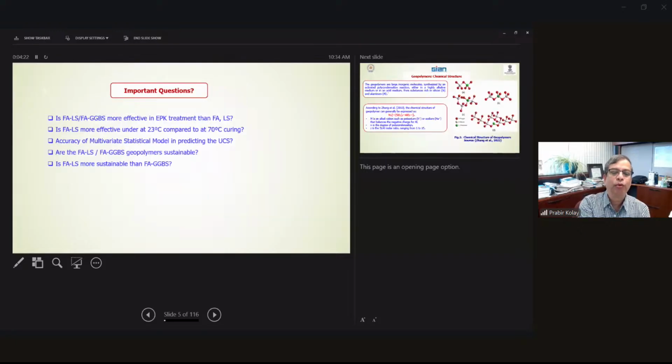And then also we check which one is better, whether fly ash with lime sludge is better or fly ash with GGBS is better. Both are waste materials. So the idea is basically to use that waste material instead of using cement or lime, all this waste material, to stabilize the soil.